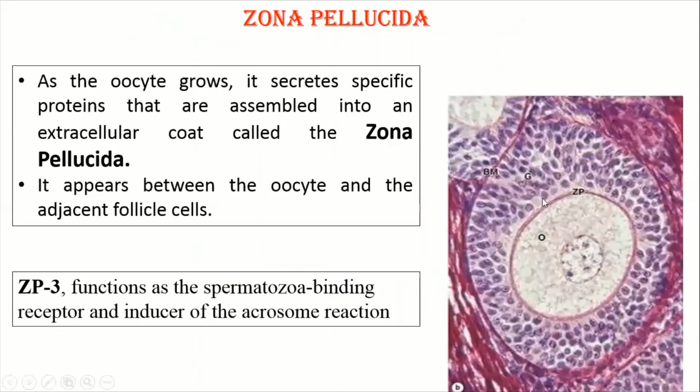As the oocyte grows, it secretes a specific protein called zona pellucida, ZP. It appears between the oocyte and the adjacent follicular cells or granulosa cells. Actually, there are three types of zona pellucida protein, ZP1, 2, and 3, of which ZP3 is most important, and it functions as the spermatozoa binding receptor and inducer of the acrosome reaction.